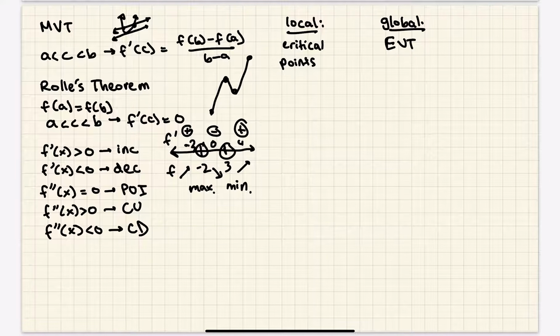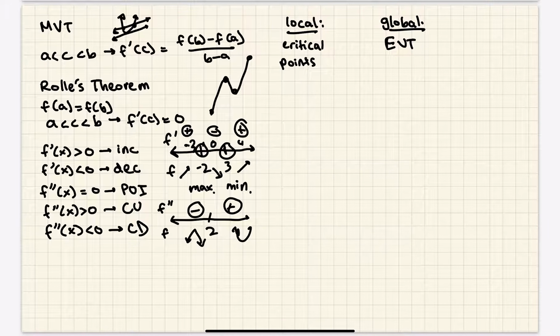Good to know. A similar thing you can do with the second derivative. You find everywhere where the second derivative is equal to 0. Let's just say there's 1 and 2. You find out where it's positive and negative. Let's say negative here, positive here. That means it's concave down and then concave up. So there is a point of inflection here.